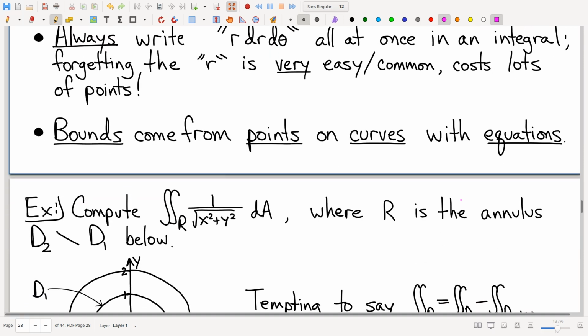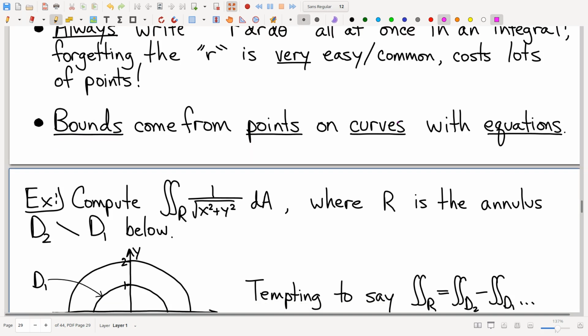And then of course, the way we find bounds is the usual. We identify key points. We identify what curves or surfaces they're on. We identify the corresponding equations. We solve for what we need. Okay, so just a bunch more examples now.